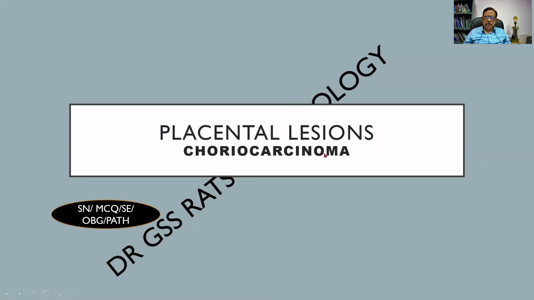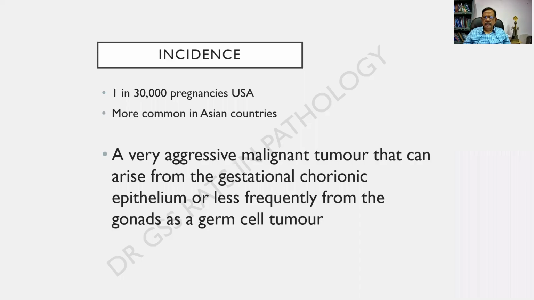The topic here is choriocarcinoma. Again of importance in OBG and pathology. In OBG probably it can come as an essay, part of gestational trophoblastic disease. And in pathology also it has been asked as questions. It occurs in 1 in 30,000 pregnancies in the US, more common in the Asian countries. It is a very aggressive malignant tumor that can arise from the gestational chorionic epithelium or less frequently from the gonads as a germ cell tumor. So we can get a choriocarcinoma from the testis, from the ovary, from the mediastinum, etc.